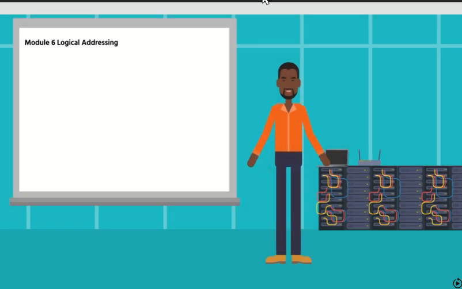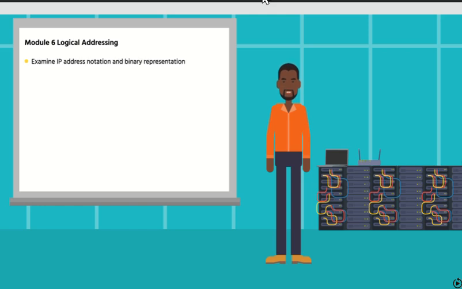Our lesson on logical IP addressing. IP addressing is an essential component of network communications that enables devices to locate and identify each other on a network. In today's session, we'll embark on a journey to unravel the complexities of IP addressing and understand how these unique identifiers are structured and utilized in various networking scenarios.